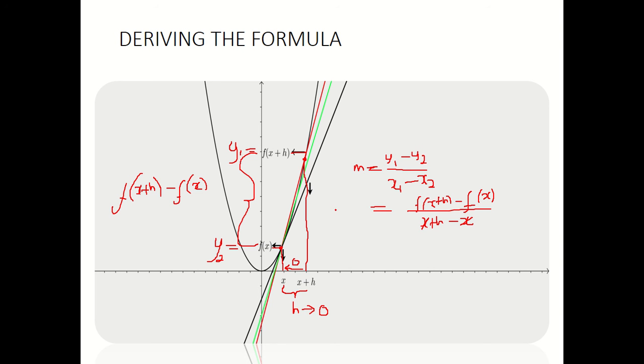Now, this can only be the gradient of a tangent if h gets smaller and smaller, so small that it gets close to 0. This is the only time that this will be a gradient. That's why instead of finding just the average gradient, we had to include the limit. The gradient of a tangent is only valid if h approaches 0. Okay.